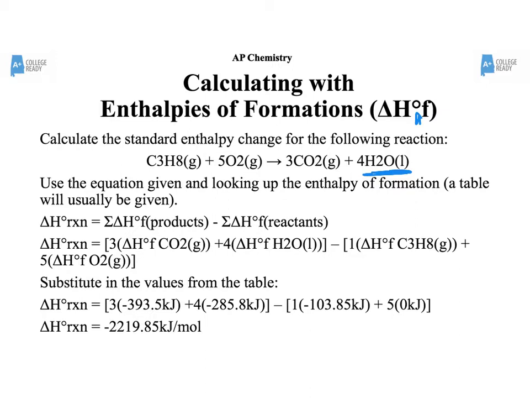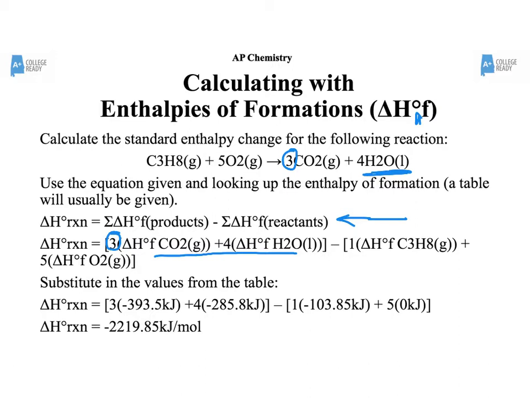So first, let's look at the equation. The enthalpy of the reaction is equal to the sum of the enthalpy of formation of the products minus the sum of the enthalpy of the formation of the reactants. So here in the first part, I just wrote out what we are going to be calculating. Our products are carbon dioxide and water. And so we're going to look up the enthalpy of formation of carbon dioxide, multiply it by 3. Why 3? Because that is the stoichiometric coefficient.